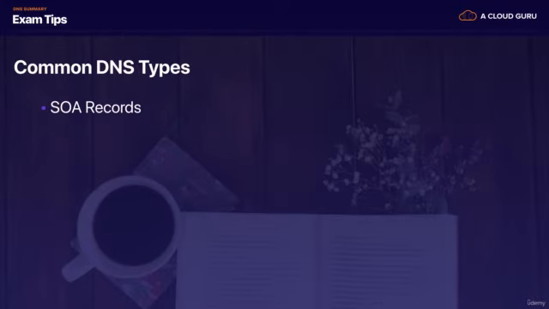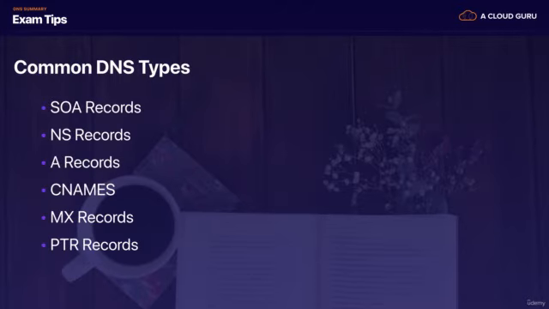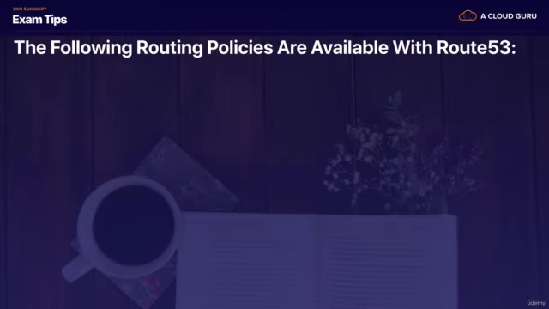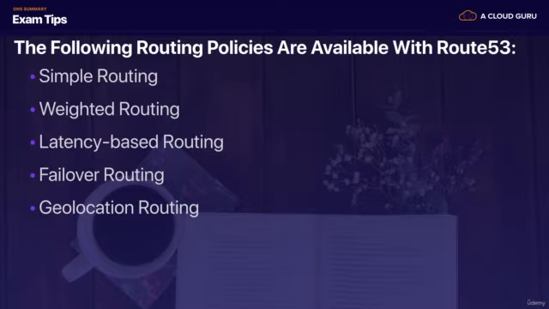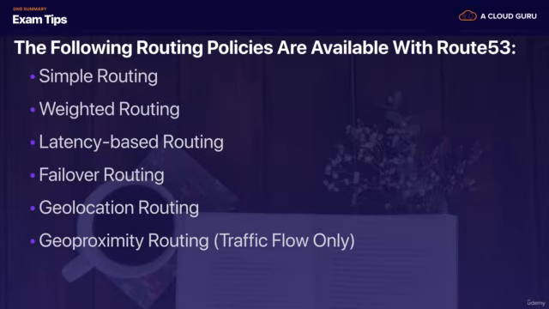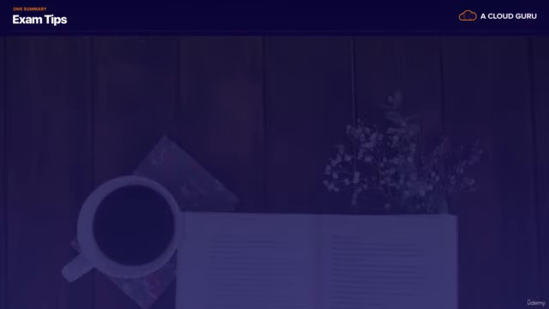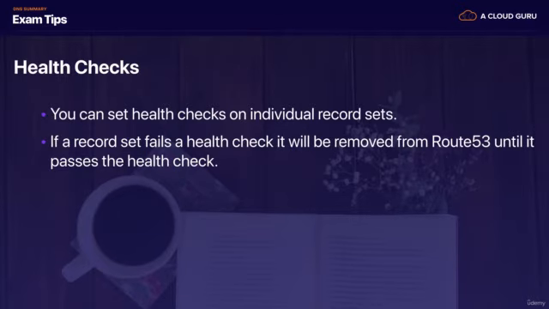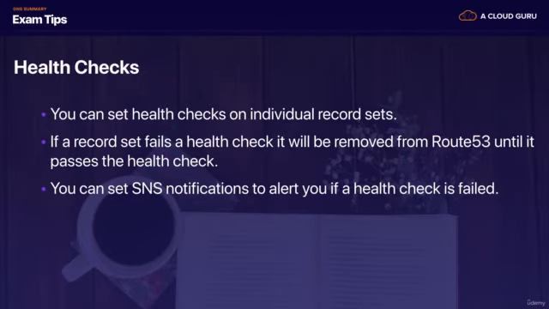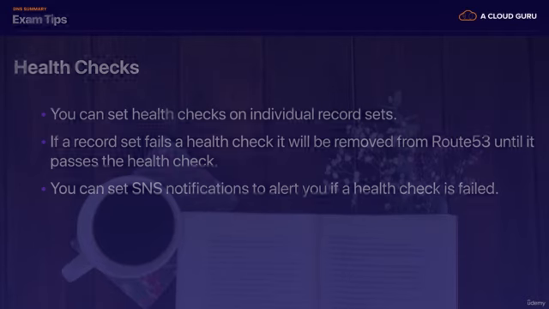So some common DNS types: we've got our start of authority record, our NS records, our A records, our CNAMEs, our MX records, and our PTR records. And the following routing policies are available with Route 53. We started off with simple routing, then weighted routing, latency-based routing, failover routing, geolocation routing, geo-proximity routing, but we had to do that using traffic flow, and then multi-value answer routing. We also learnt all about health checks, so you can set health checks on individual record sets. If a record set fails, it is going to be removed from Route 53 until it passes the health check again, and you can set up SNS notifications to alert you if a health check has failed.